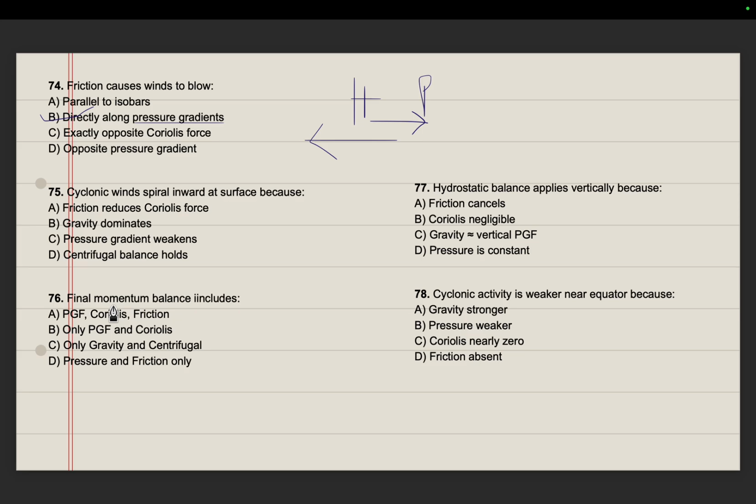75, option C is correct. As the pressure gradient weakens at the surface, the cyclonic winds spiral inward.